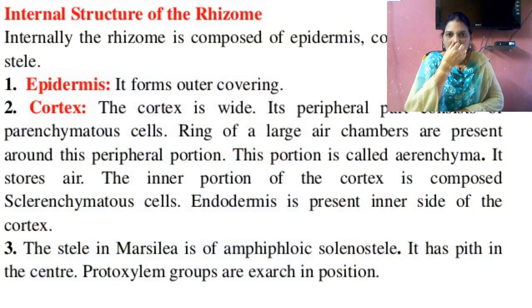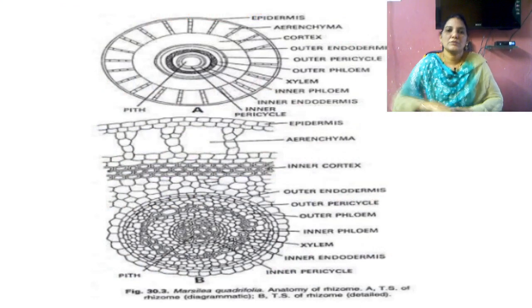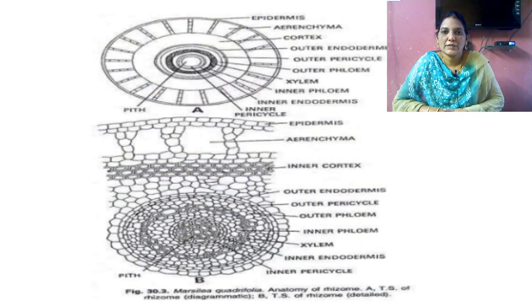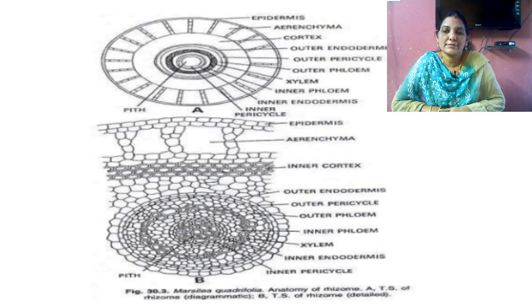Coming to the internal structure of the rhizome. The rhizome is divided into 3 parts: epidermis, cortex and stele. The epidermis is a single layer made up of parenchyma tissue and it protects the inner part of the stem. Below the epidermis the cortex is present. The cortex is divided into 3 parts: outer cortex, middle cortex and inner cortex.